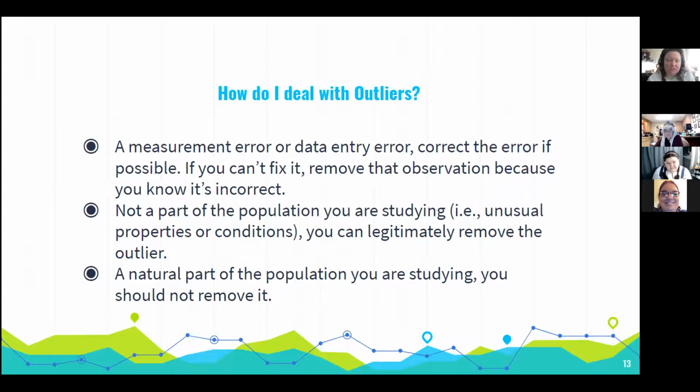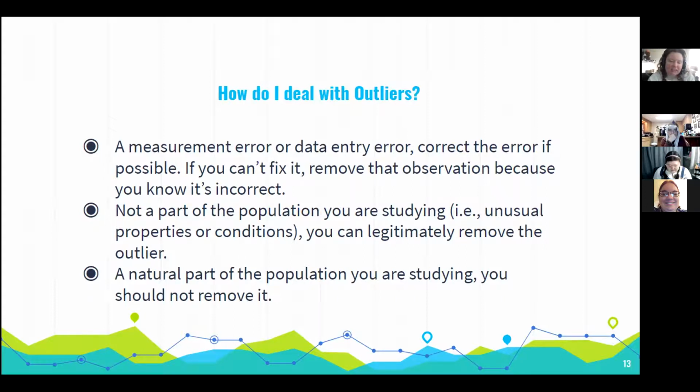So the first thing that you can do is look at the answer to see if there is a measurement error or data entry error. For example, if you look at age and someone did put 365, you can reasonably say that there was an error there. And if you can, try to correct the error if possible. And if you can't fix it, you might need to remove that observation because it's incorrect and it's affecting that outlier.